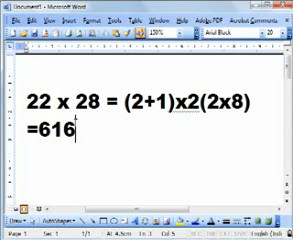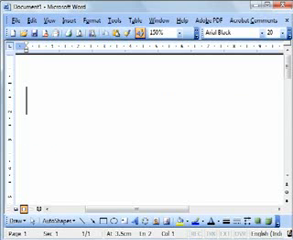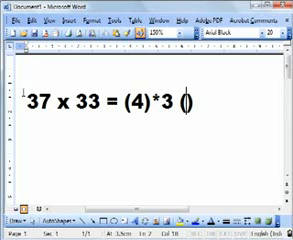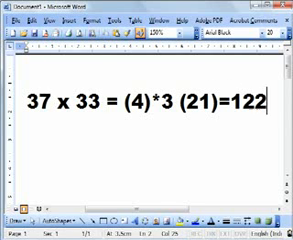Let's try another number. We'll take 37 multiplied by 33. So 3 plus 1 gives us 4 multiplied by 3, 12, and 7 into 3, 21. So the answer is 12, 21. Simple.